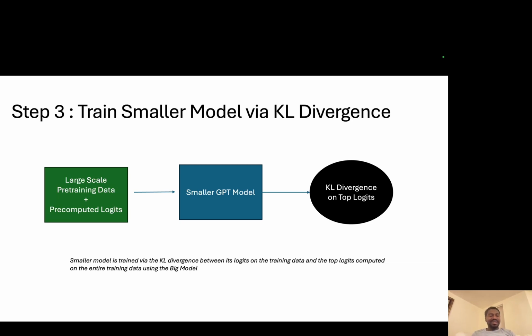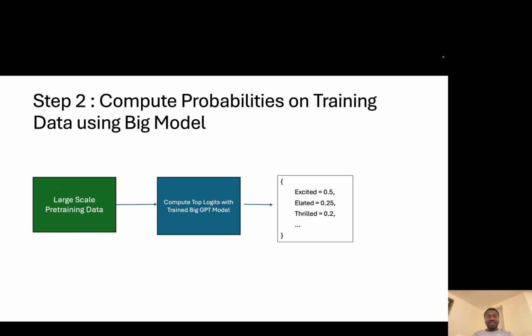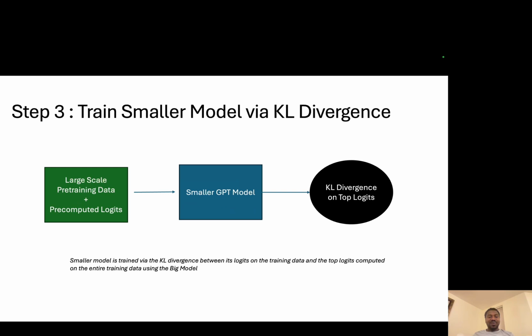So basically, the fact that we already have a big model trained via next word prediction gives us the capability to do this large scale per token annotation on every single token in our training data, which then makes it possible for us to train the smaller GPT model in a more efficient way.